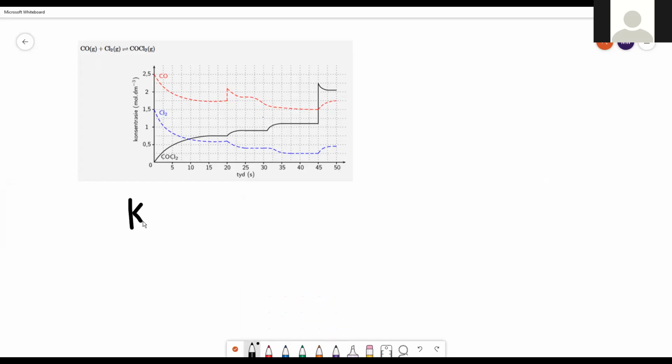Okay, so your Kc value is equal to products divided by reactants. Our formula is given here. So we can go and say it's going to be the concentration of CO, Cl2, and divided by carbon monoxide times chlorine.